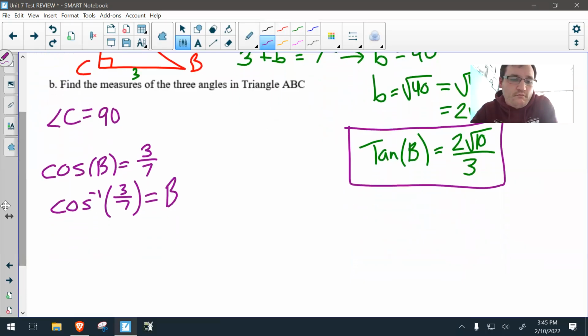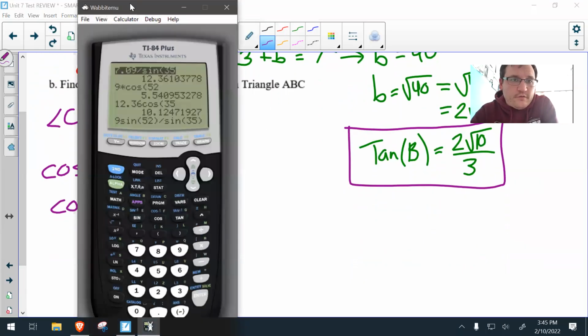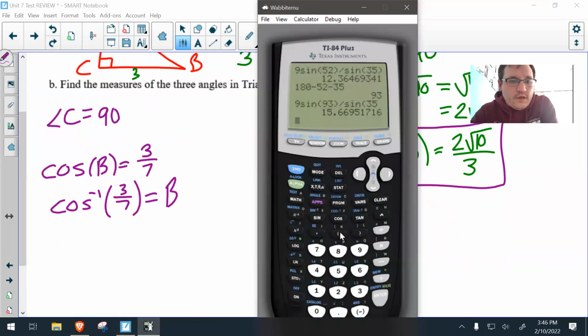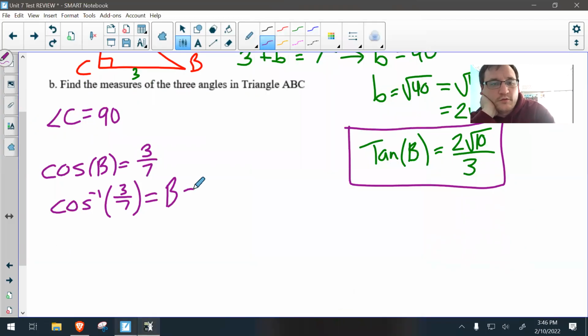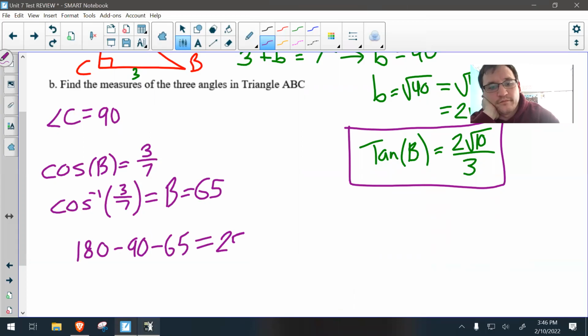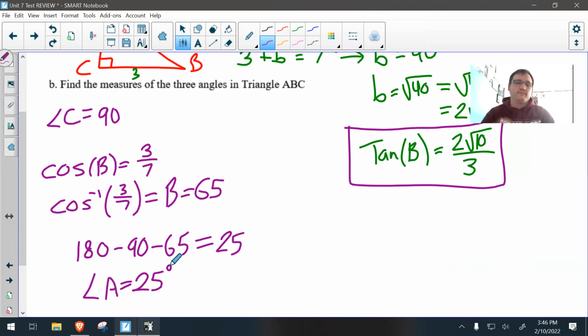Right. So type that in your calculator. It's all calculated from here. The inverse cosine of 3/7 equals, we're going to round that, so we're going to say 65 degrees. Remember, we're going to round to the nearest whole degree, so 65 degrees. All right, now don't overcomplicate how to find A. We know C was 90, B is 65, so let's just do the triangle sum. So 180 minus 90 minus 65 equals 25. All right, so angle A equals 25 degrees.